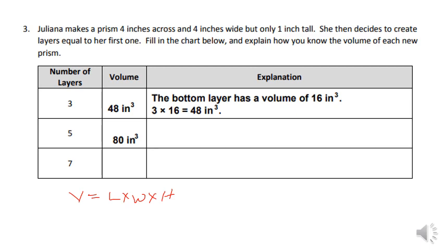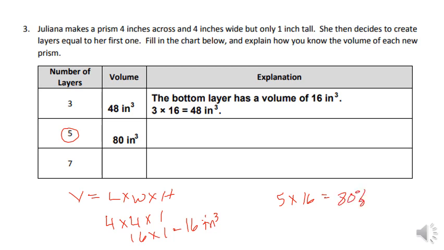Well, we know now that if we have 5 layers, he said it was 4 inches by 4 inches by 1 inch tall, which is going to be 16 times 1, which equals 16 inches cubed. If you have 5 layers, 5 times 16, that's going to give us 80. So 5 times 16 equals 80 inches cubed.